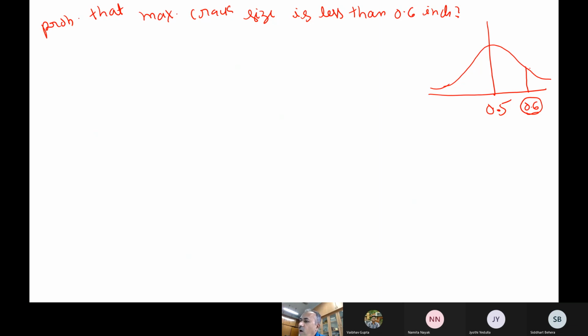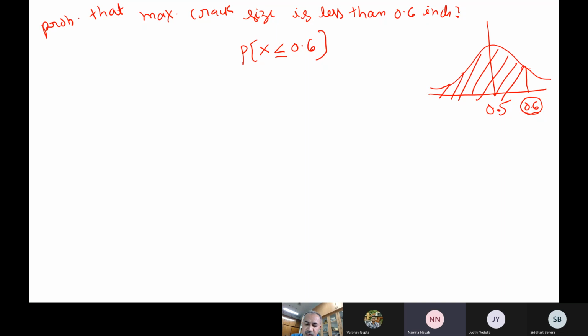Now you have been asked to find the probability that the crack size is less than or equal to 0.6. So how do you solve this problem? What is the area? Less than or equal to 0.6 means the area is about 98%. This is the area you have seen, right?